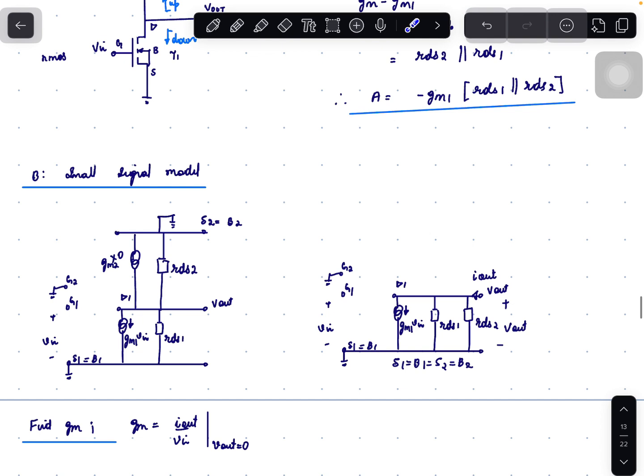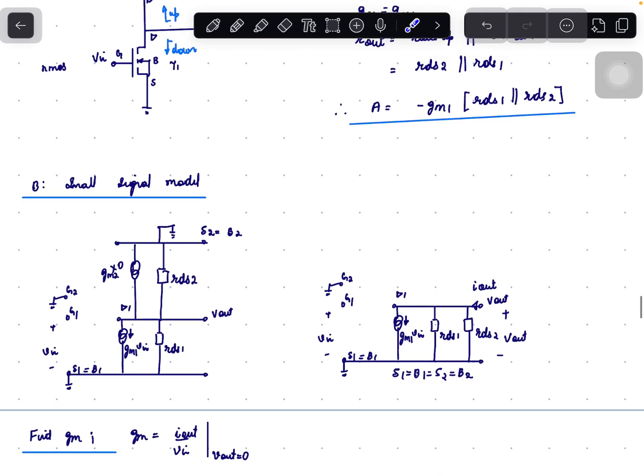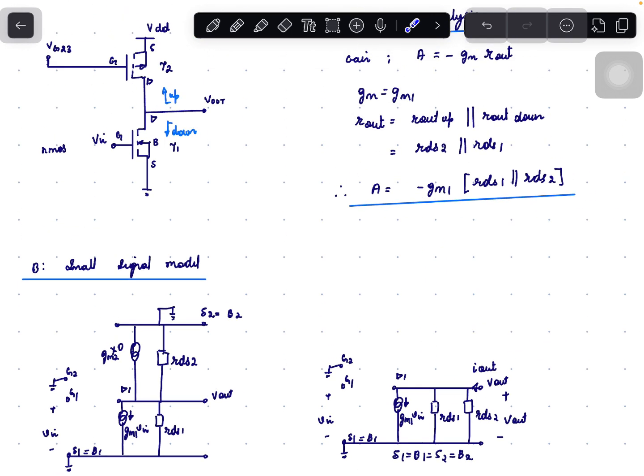Let us find the gain of this circuit using the small signal model analysis. Draw the small signal model of the circuit, that is G1 connected to Vin, source S1 connected to ground. We have Gm1 times Vn from drain D1 to S1. We have RDS1, and drain D1 is nothing but Vout. Drain D1 equals drain D2.